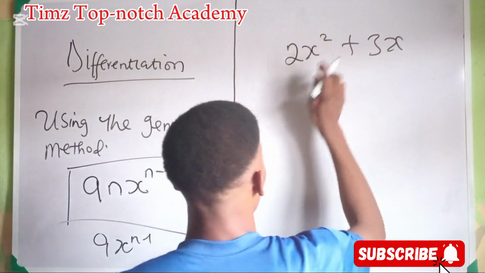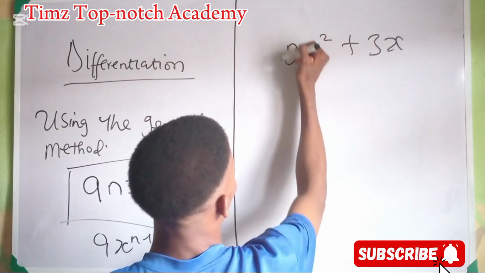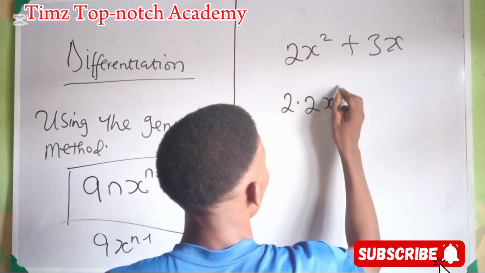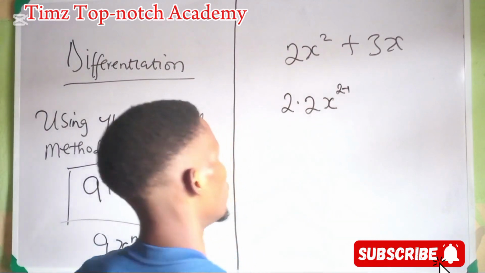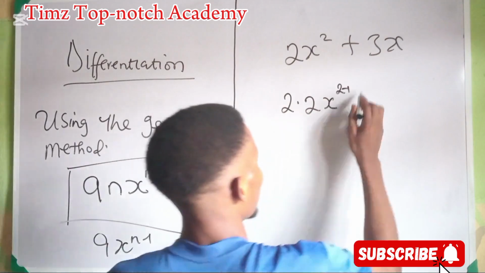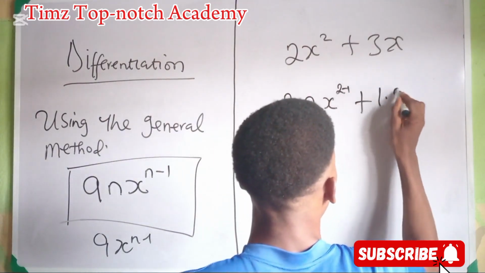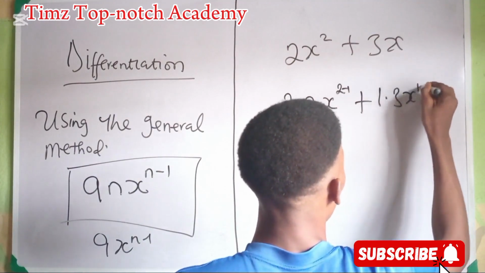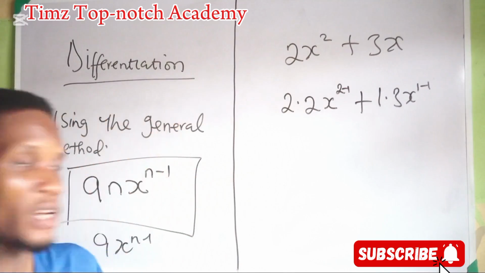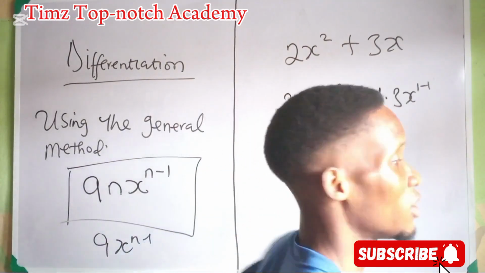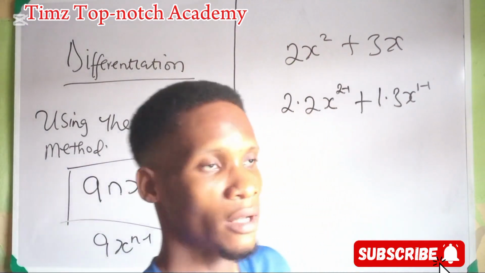You have this. So applying the same method, this 2 here will come down. So it will now be 2 multiplying 2s raised to power 2 minus 1. That's for that side. Then plus, then for 3s, the 1 will come. It will be 1 multiplied by 3, s raised to power 1 minus 1. Do you understand? So that's how you go about it. Do this one, solve them separately, then you get your final answer.